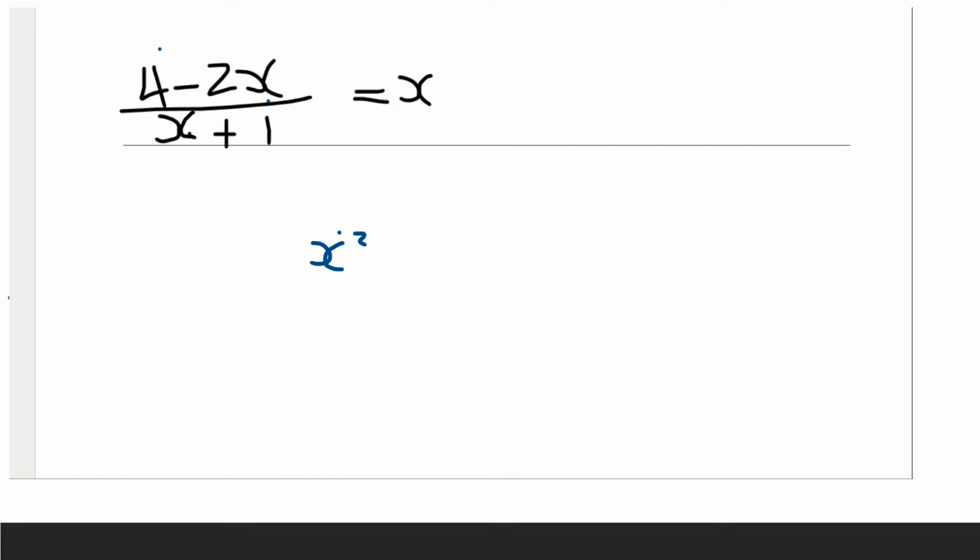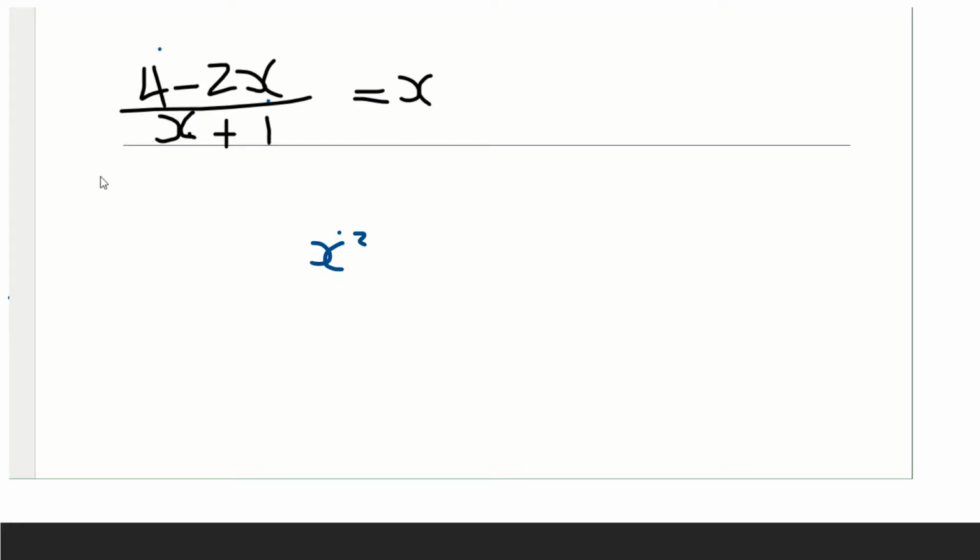We're now at our third example. We have 4 minus 2x over x plus 1, and that's equal to x. As you can see, our divisor is an algebraic expression. So no need to fear. It is the same concept like what we have been doing. So what we're going to do is get rid of the x plus 1 at the bottom. So in order to do that, we're basically going to multiply by x plus 1.